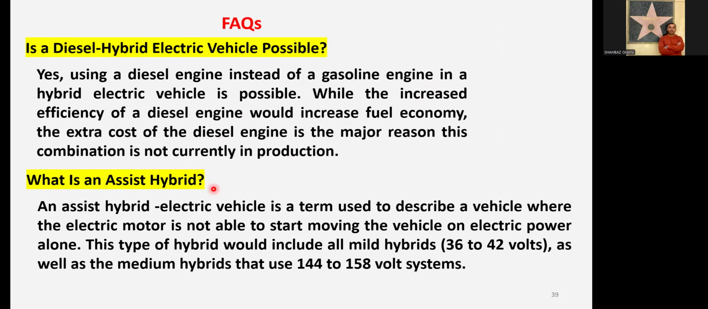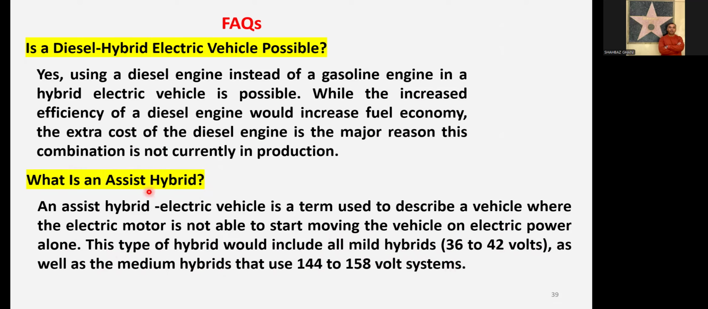What is an assist hybrid? An assist hybrid electric vehicle is a term used to describe a vehicle where the electric motor is not able to start moving the vehicle on electric power alone. So this method of hybrid will include all mild hybrids, 36 to 40 volts, as well as the medium hybrids that use a 144 to 158 volt system.